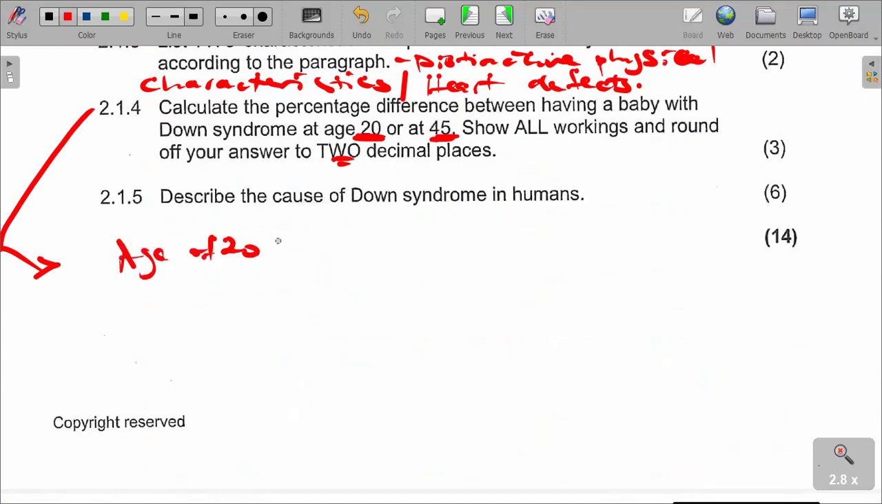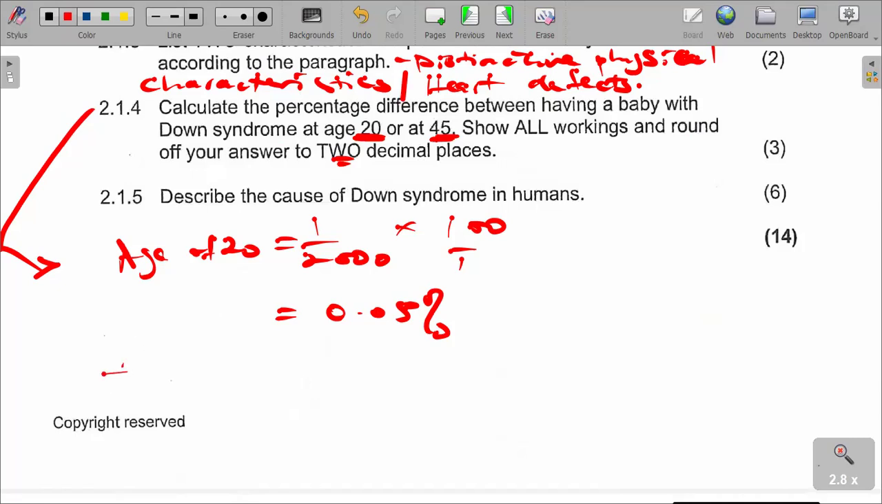The percentage at the age of 20 is equal to 1 over 2,000 multiplied by 100. And then what we can get there, it can give us 0.05%.